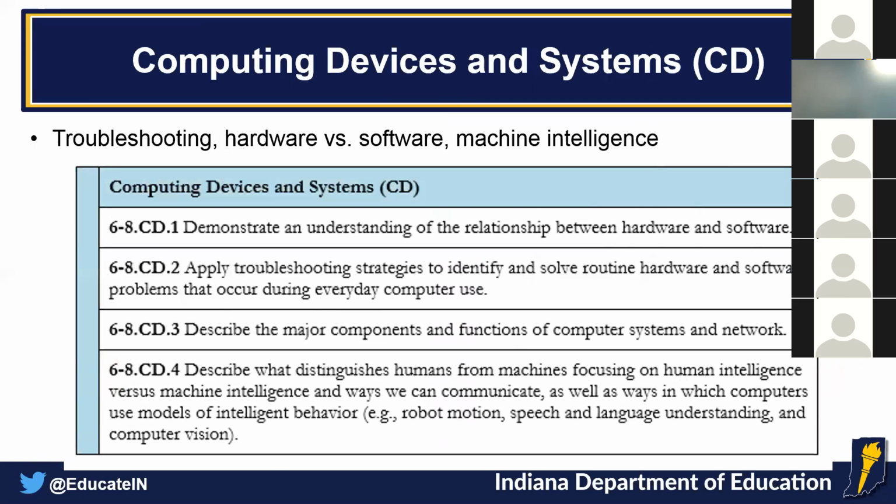There are standards about distinguishing between hardware versus software. What exactly is hardware? What does it do? What is software? What does it do? How do they interact? And then there's generally a standard thrown in about machine intelligence, how machines think, how humans think, how they affect each other.